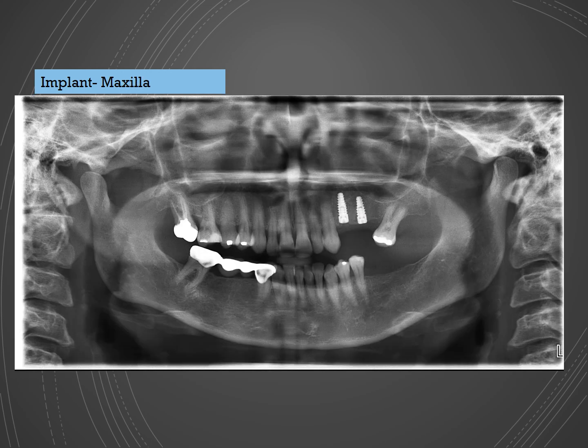Again, we have more imaging of the implant placement, whether the implant has been placed successfully or not. This is to understand how close it is to the maxillary sinus floor, and this implant is doing pretty reasonably well.